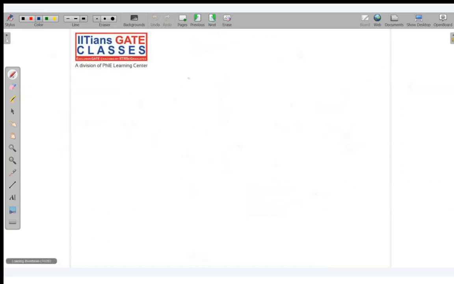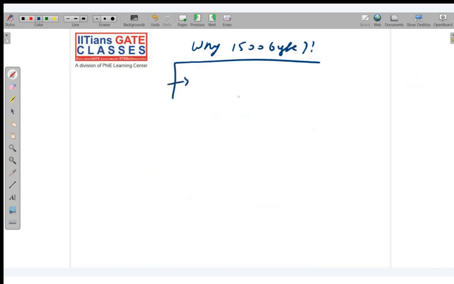Next is why the maximum is 1500 bytes. Why 1500 bytes of data? Because it has historical reasons. When Ethernet was developed, the available bandwidth was very low. In today's world we have 10 Mbps, 100 Mbps, but at that time it was just kbps, 1 kbps, 2 kbps. So 1500 bytes was more than sufficient, as it needed a lot of time to transfer 1500 bytes.